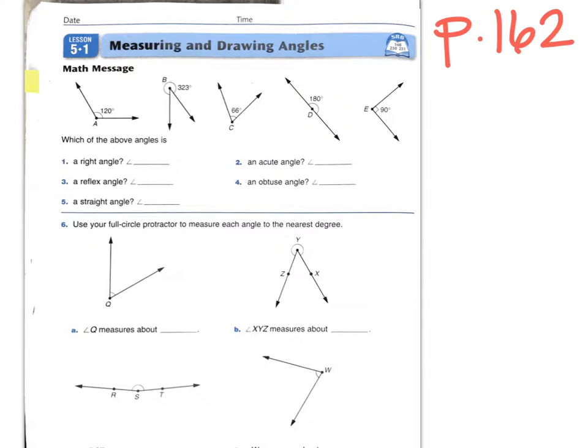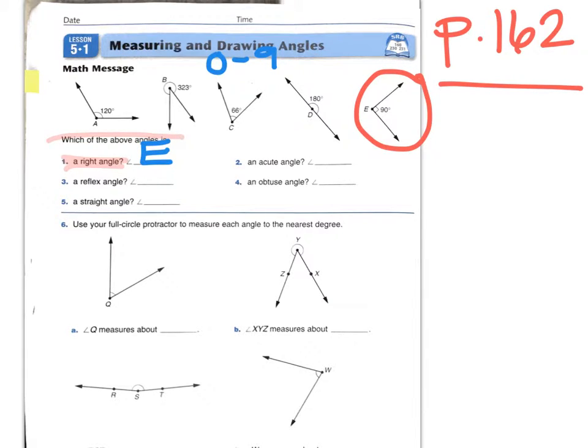Okay, so jumping right in, turn to page 162 in your math journal, and you're going to be doing some work here along with me to help you review. So, looking at classifying these angles first, which of the above angles is a right angle? First thing we're looking for is a right angle. All right angles measure exactly the same amount, and you'll notice this little box on the inside as well. So all right angles look like letter E, so go ahead and write down E as your answer.